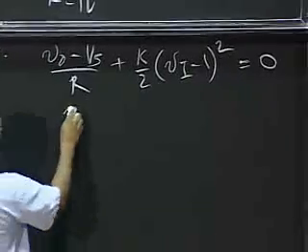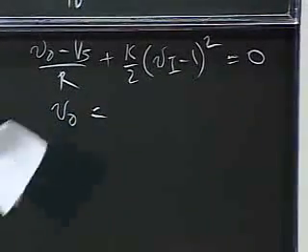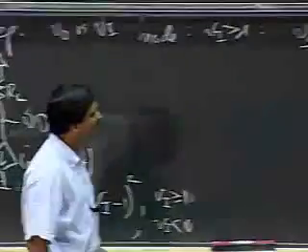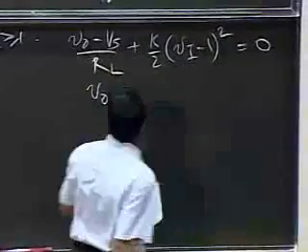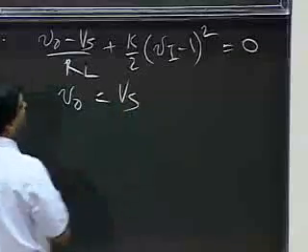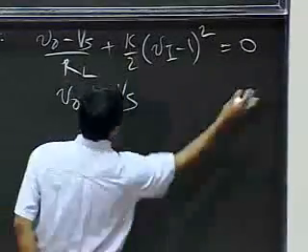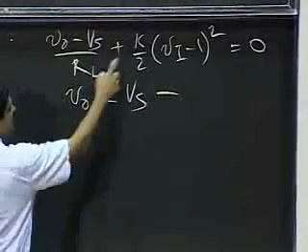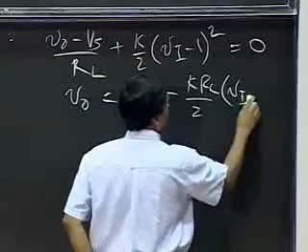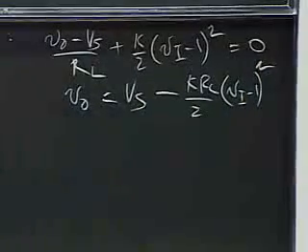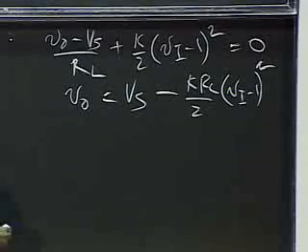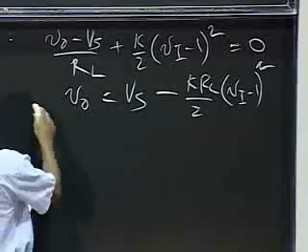So I can go ahead and simplify this, multiply throughout by, I call this RL here. So multiply throughout by RL and move all of this to the other side. So I get Vs divided by RL, multiply throughout by RL, I get Vs on this side. I take this term to the other side. This becomes a minus. RL multiplies here, so I get K RL. That's the expression I get. V0 is given by Vs minus K RL divided by 2 times (Vi minus 1) whole squared.